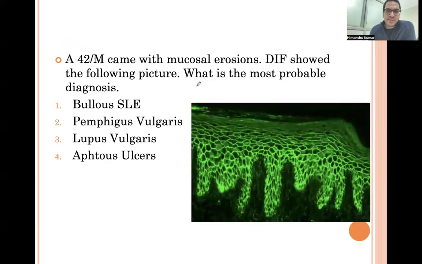Right. And then coming to this, okay, so this is a patient with mucosal erosions, and this is a picture of the immunofluorescence. What is the most probable diagnosis? So we discussed these deposits on the surface of the keratinocytes, which we see as these green lines. And then we see the deposits are mainly in the epidermis because the dermis is here and this is all black. We see these green immunofluorescent deposits, and the pattern is fishnet. Fishnet pattern in the epidermis is pemphigus vulgaris. So number 2.